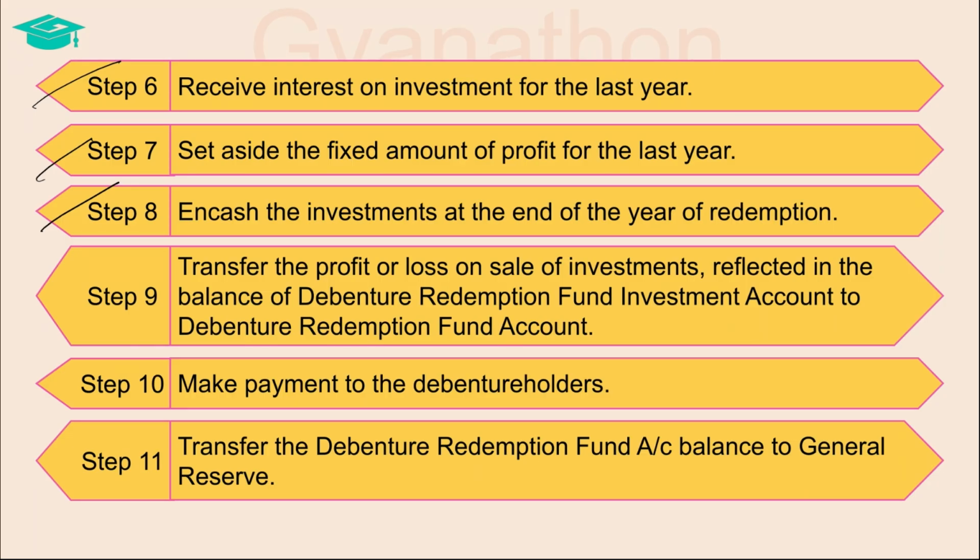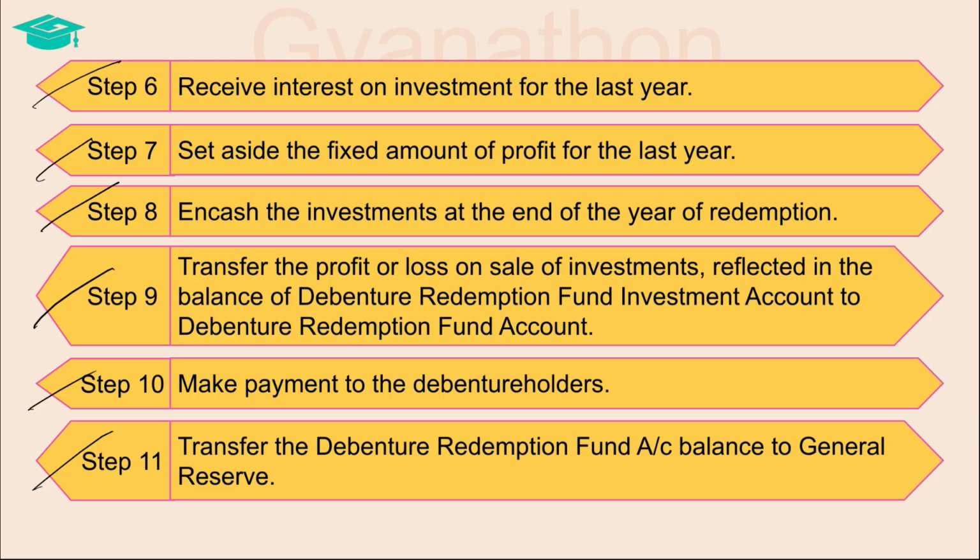But before paying off for the debentures, the company has to ascertain the profit or loss made on the debenture redemption fund investments. And step 9 is to transfer the profit or loss arising out of the investments made from the debenture redemption fund investment account to the debenture redemption fund account. Finally, the company redeems the debentures by making a payment to the debenture holders, which is step 10. And then at last, the balance reflecting in the debenture redemption fund account is transferred to the general reserve in the balance sheet. Now, let us discuss the journal entries for all these transactions.